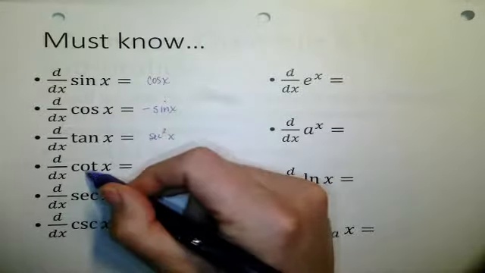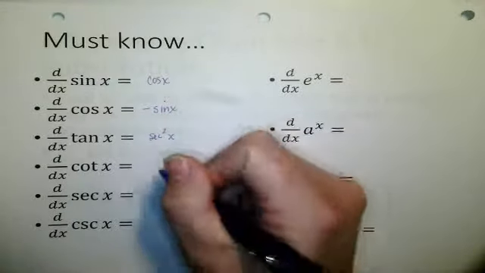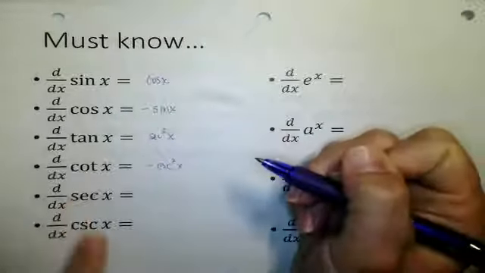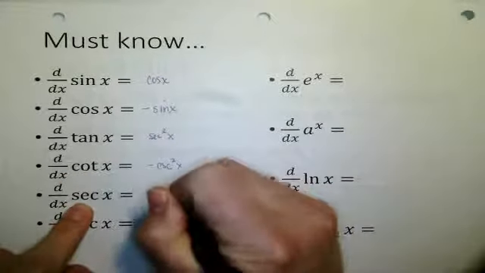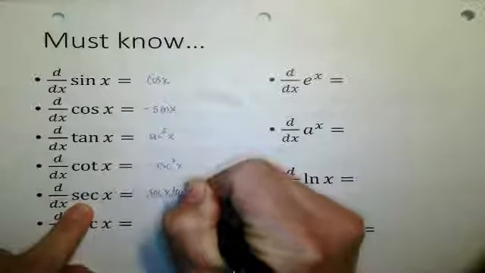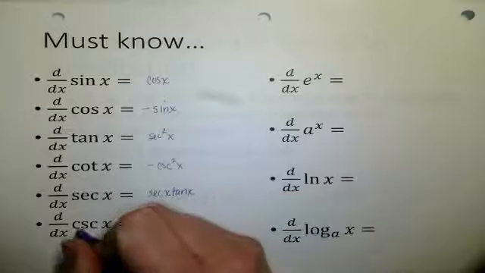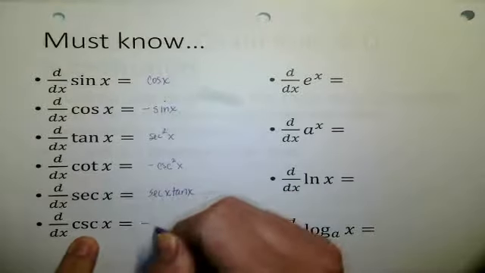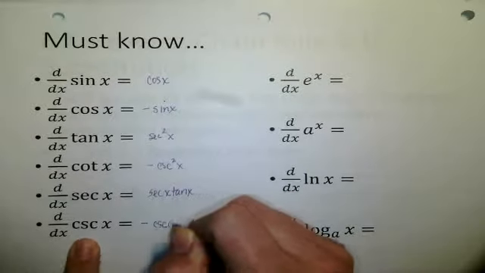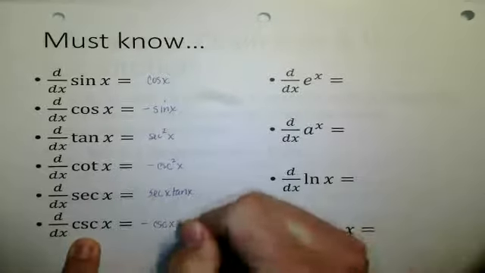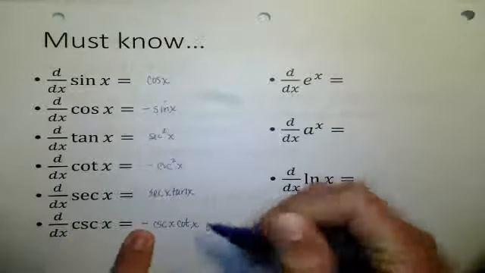The derivative of cotangent is, got a C, so it's negative cosecant squared. The derivative of secant is secant x tangent x. The derivative of cosecant, it's got a C, so it's negative. That's going to be cosecant x, don't forget your x, cotangent x with a negative.